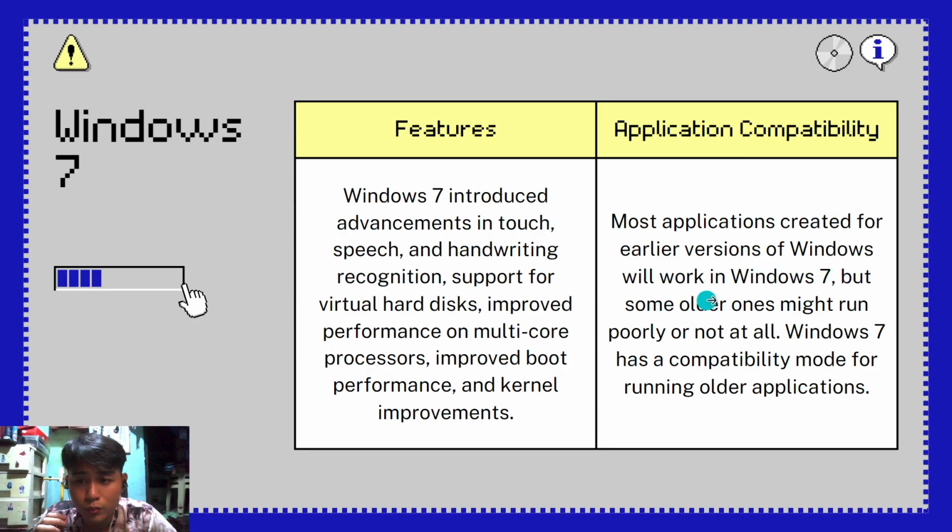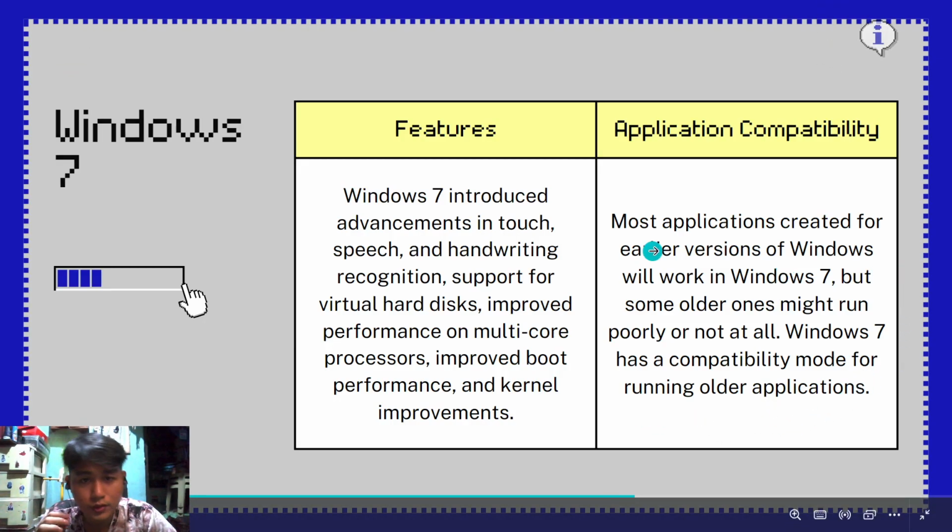The application compatibility of Windows 7 is that most applications created for earlier versions of Windows will work on Windows 7, but some older ones might run poorly or not at all. Windows 7 has a compatibility mode for running older applications.